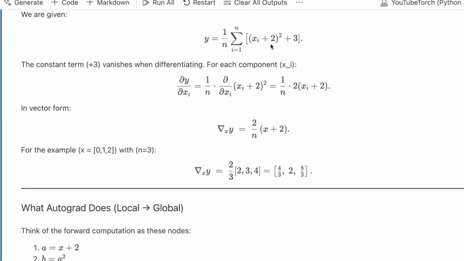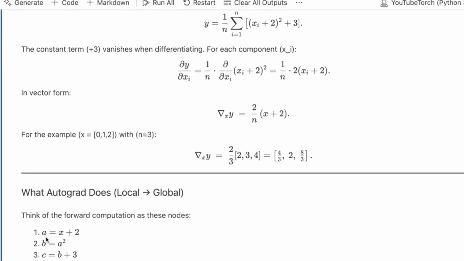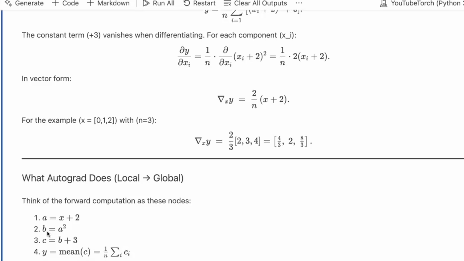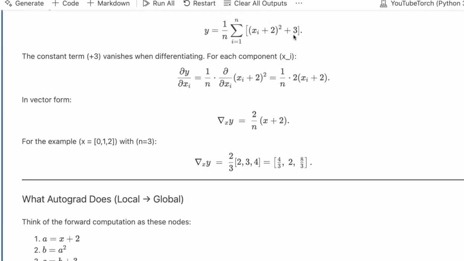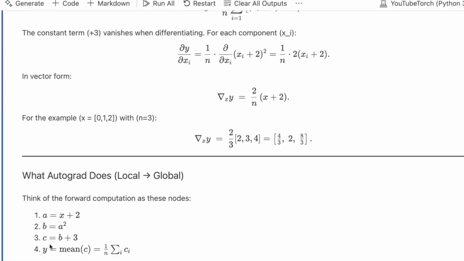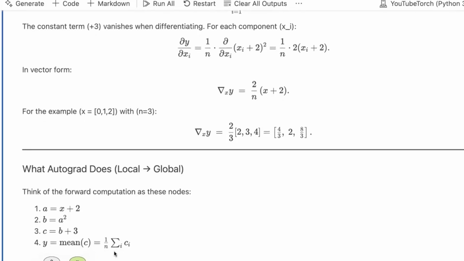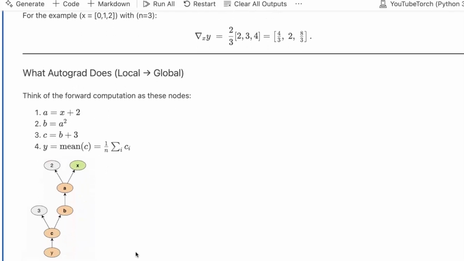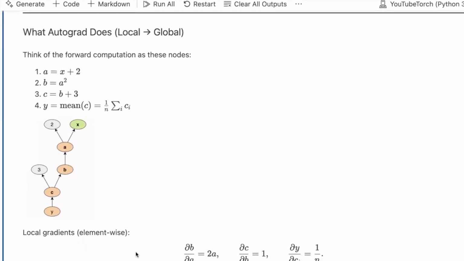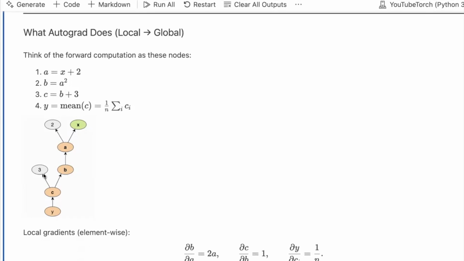The first operation is we add 2, right? And I like to call this a, as an intermediate step. Then whatever this a is, we are going to square that. So that would be a squared equals b. And then b will be added to 3, and that gives us c. And then y is technically the average or mean of all these c values. And this is exactly the idea behind the computation graph, right? So we had x, we added 2, this gives us a, so that's the first equation. Then we square this, then we add 3, and then we get to the output.